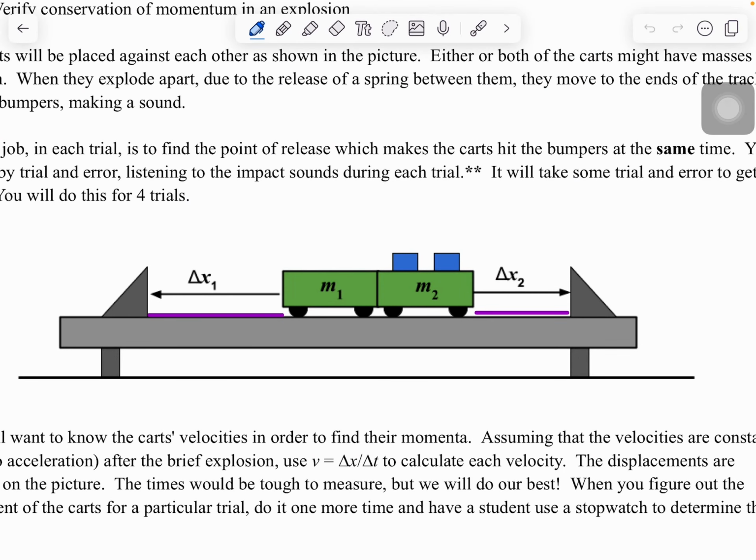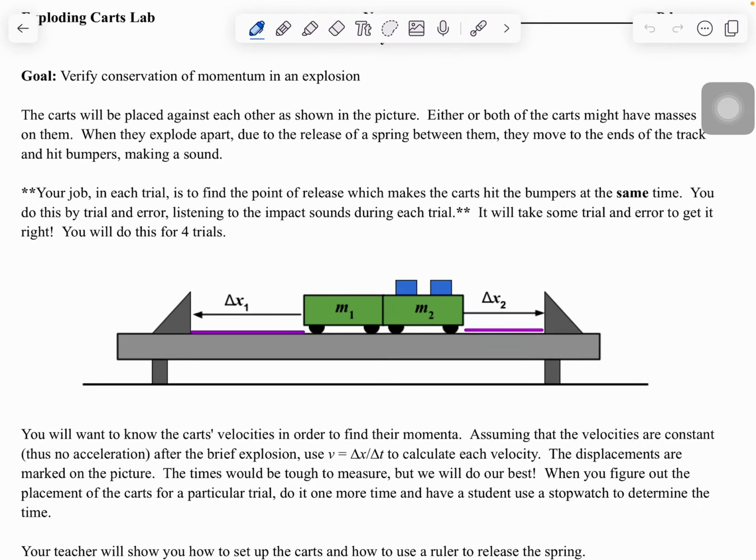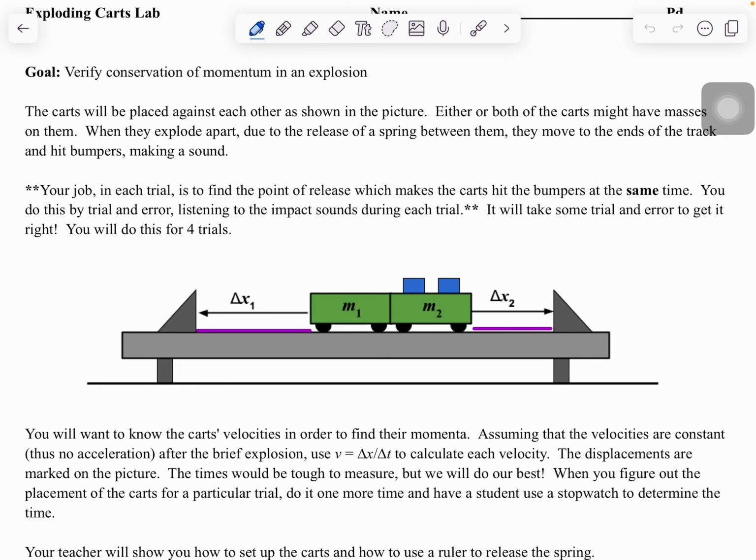Okay, so we were working on this lab 30 when last we were in class together. As a reminder, what you are doing is exploding these two carts until they move and they hit, and you want to listen to when you hear them hit the sides at the same time. Once they hit at the same time, you're going to put them straight back where they were.